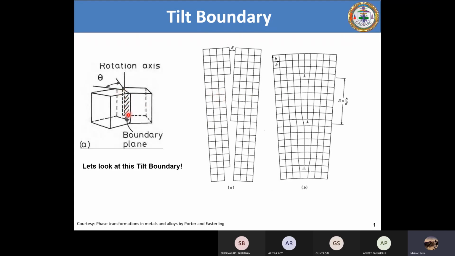So if you look at this boundary plane, you cut a section of the boundary and look at it from the top. See, there should be some logic. This is the boundary, and definitely the boundary should have a certain thickness, isn't it? The boundary is having a certain thickness.